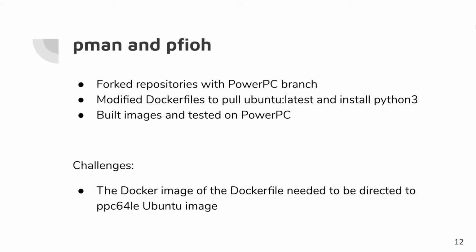We then had to modify the Docker files of each. This consisted of changing the FROM instruction to set a different base image compatible with PowerPC and adding a Python 3 installation under the RUN instruction, and then building these images on Power9. This process was relatively straightforward, but the biggest challenge was figuring out that the images needed to be derived from the PPC64LE Ubuntu image, as well as working around errors for Python 3 installation.